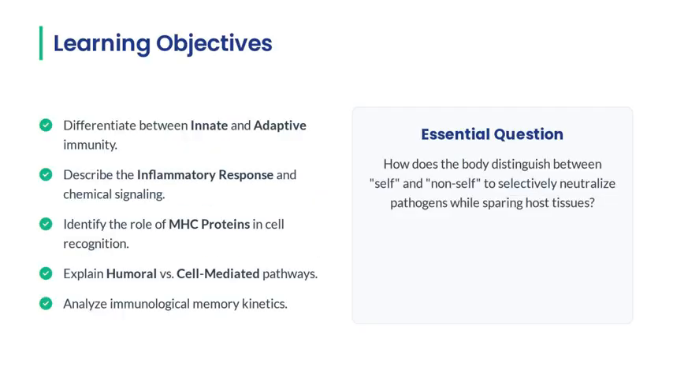So we're gonna learn about innate and adaptive immunity, inflammatory responses, and the chemical signaling, identify the role of MHC proteins, humoral and cell-mediated, and immunological memory kinetics. And we just really want to answer, how does the body distinguish between self and non-self to selectively neutralize pathogens without sparing host tissues.